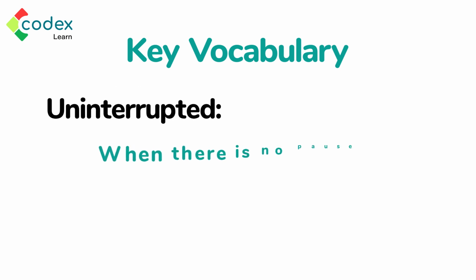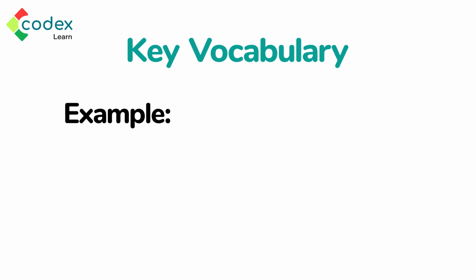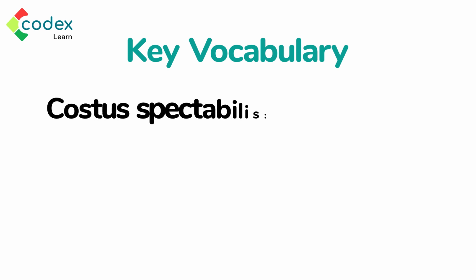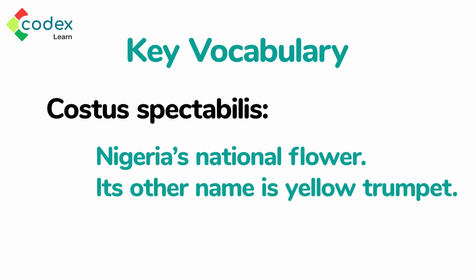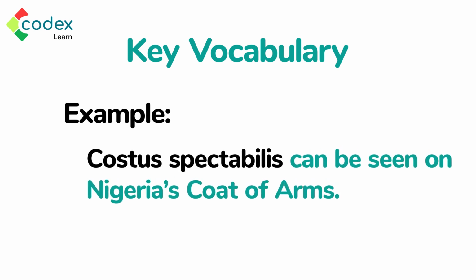Uninterrupted, when there is no pause or break in a process. For example, we had uninterrupted power supply last week. Costus spectabilis, Nigeria's national flower. Its other name is yellow trumpet. For example, Costus spectabilis can be seen on Nigeria's coat of arms.